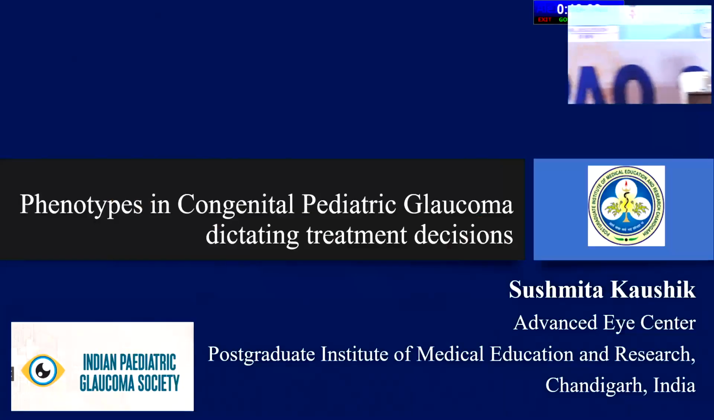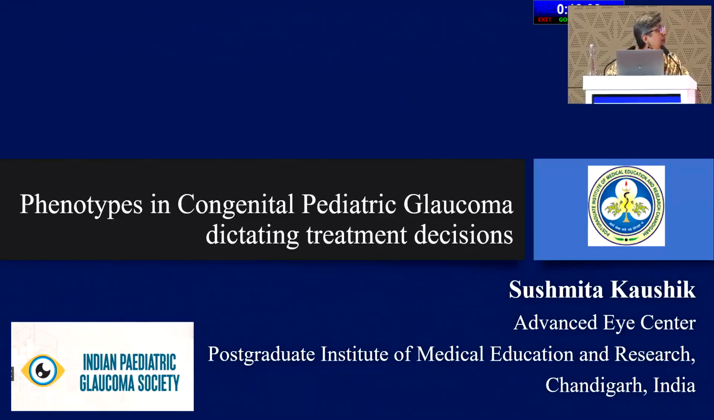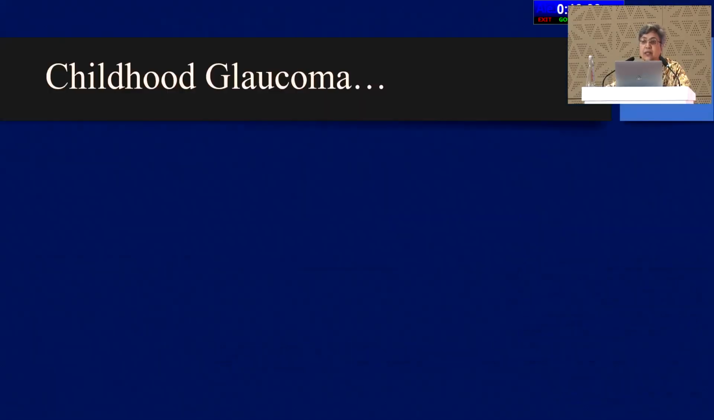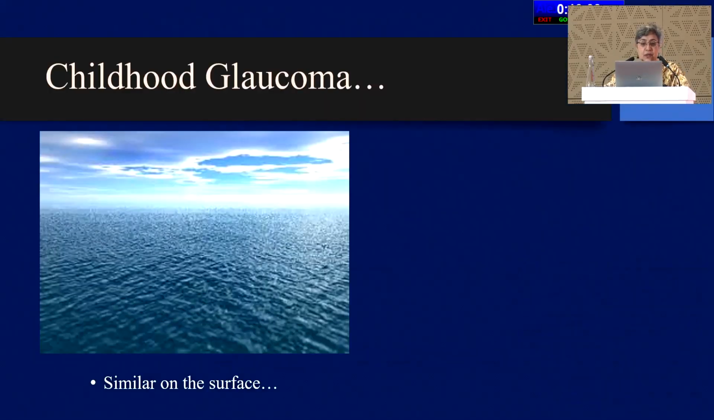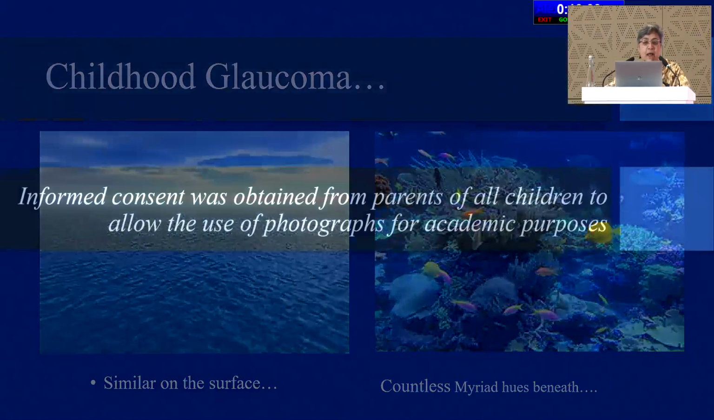Thank you so much, Dr. Kirti, and thank you for the opportunity for this IC. So I'll be talking about why a phenotype in congenital glaucoma matters. Childhood glaucoma is very similar on the surface. They all look the same, but believe me, there are myriad hues underneath. And as with all glaucomas, childhood glaucoma is not one box into which all the children are kept.